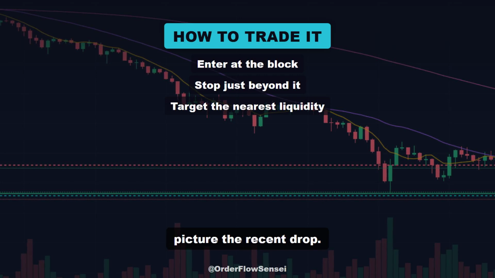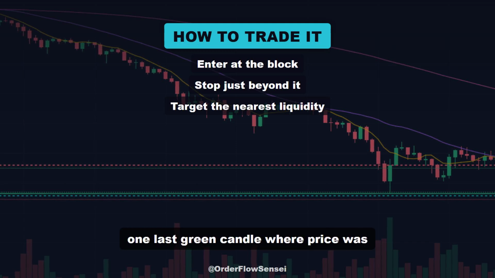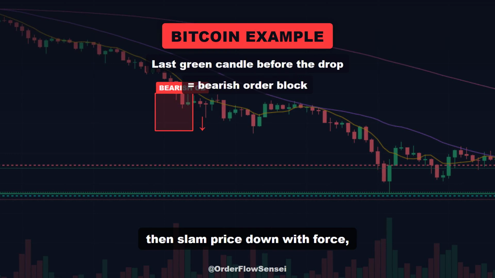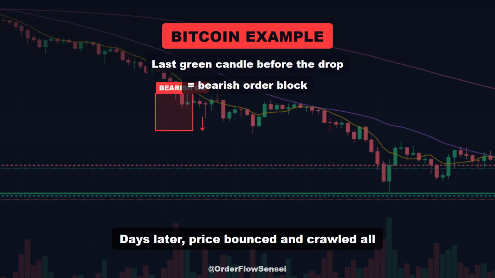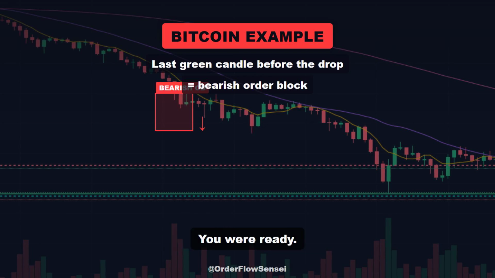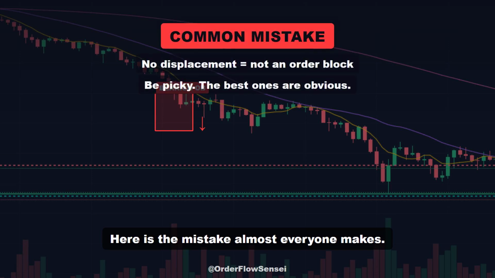Let us look at Bitcoin. Picture the recent drop. Before that big sell-off, you had one last green candle where price was grinding up, looking strong. That green candle is your bearish order block. Sellers loaded up right there, then slammed price down with force, breaking the lows underneath. Days later, price bounced and crawled all the way back up to that exact zone. And what happened? It got rejected right on the order block and rolled over again. If you knew that zone was there, you were not surprised. You were ready.